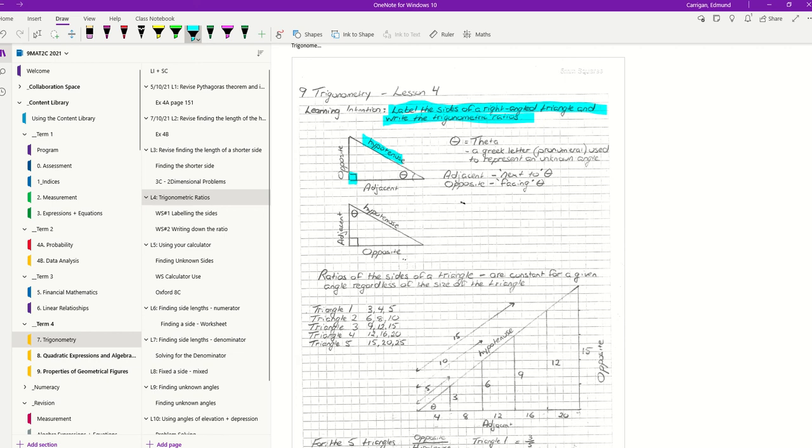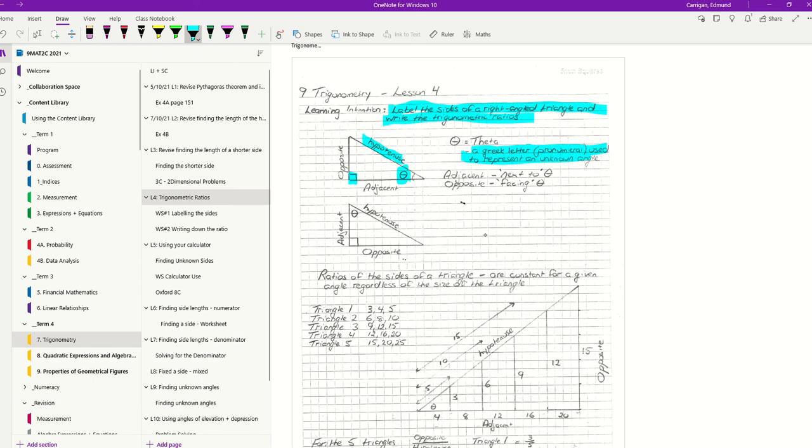Now, the other ones, in relation to theta, so that shape there is a Greek letter theta. We use Greek letters to represent unknown angles in maths. So it can be alpha, beta, gamma, delta, theta, a whole heap of different letters. Just to make it very clear, we generally use a Greek one for the angle. So this one here is just an angle theta.